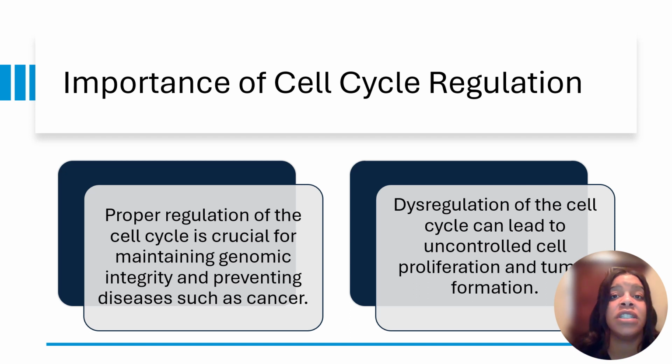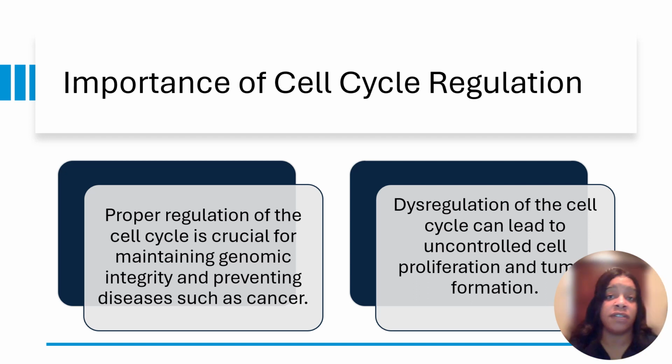Cell cycle regulation is crucial for maintaining the proper growth, development, and functioning of cells in an organism. It ensures that cells divide at the right time, in the correct order, and with the appropriate frequency to maintain tissue homeostasis and prevent diseases. The cell cycle is controlled by a complex network of proteins that regulate the progression of a cell through different phases of the cell cycle. Dysregulation of the process can lead to uncontrolled cell division, genetic instability, and ultimately formation of tumors.